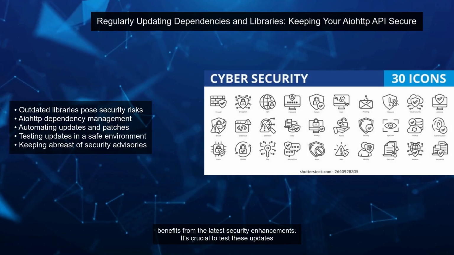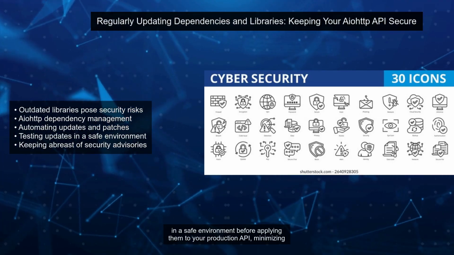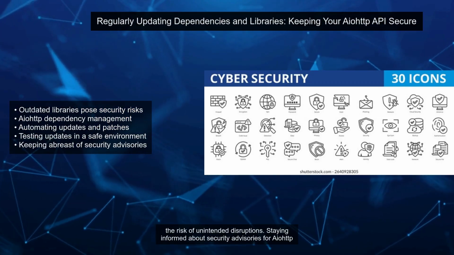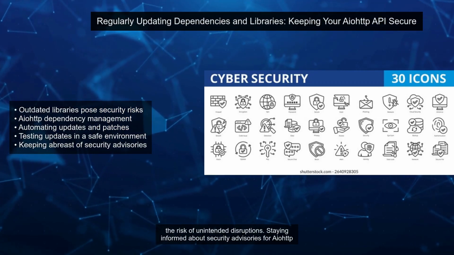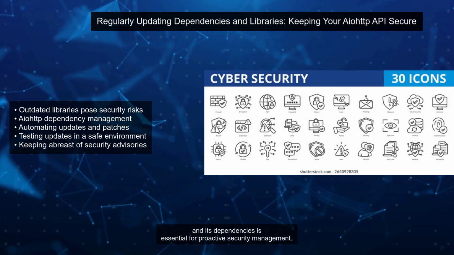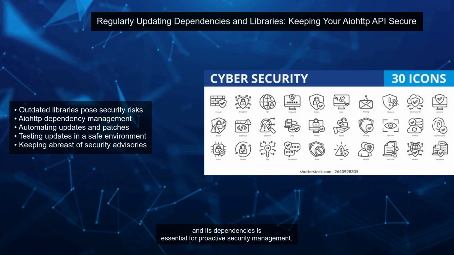It's crucial to test these updates in a safe environment before applying them to your production API, minimizing the risk of unintended disruptions. Staying informed about security advisories for Aiohttp and its dependencies is essential for proactive security management.